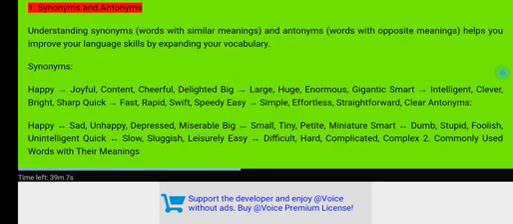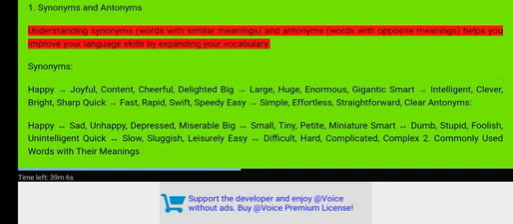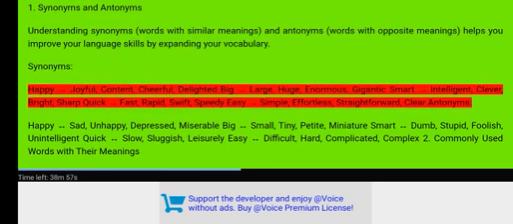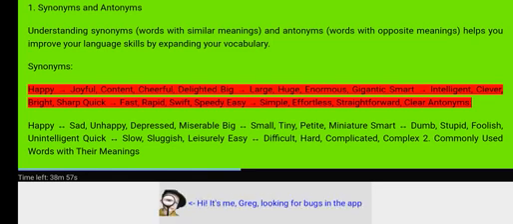1. Synonyms and antonyms. Understanding synonyms, words with similar meanings, and antonyms, words with opposite meanings, helps you improve your language skills by expanding your vocabulary. Synonyms. Happy: joyful, content, cheerful, delighted. Big: large, huge, enormous, gigantic. Smart: intelligent, clever, bright, sharp. Quick: fast, rapid, swift, speedy. Easy: simple, effortless, straightforward, clear.